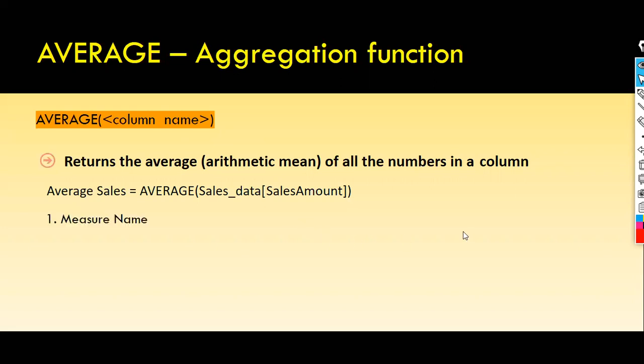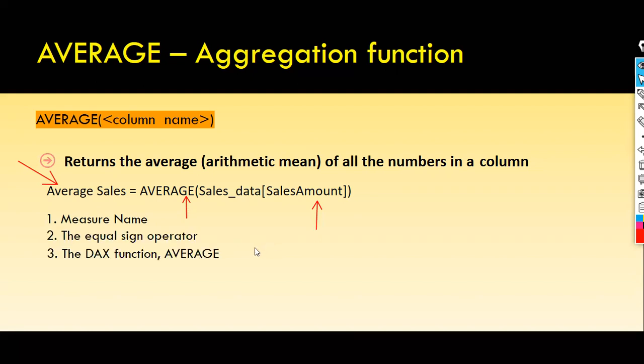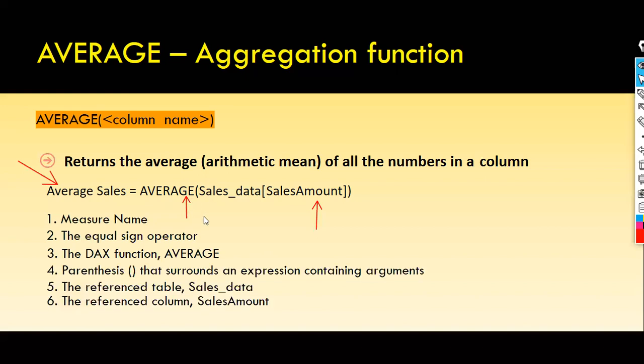The average function is really good. So here, if you see, this is your measure. Average sales is equivalent to, on the right side of the equal sign, the DAX function I have used, average, and this is your column name. The average sales is your measure name here. Followed by the measure name, the equal sign operator, and then the DAX function average I have used.